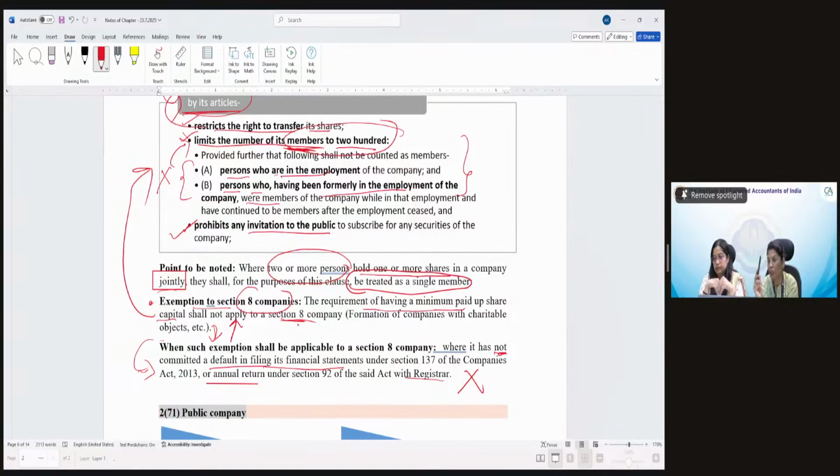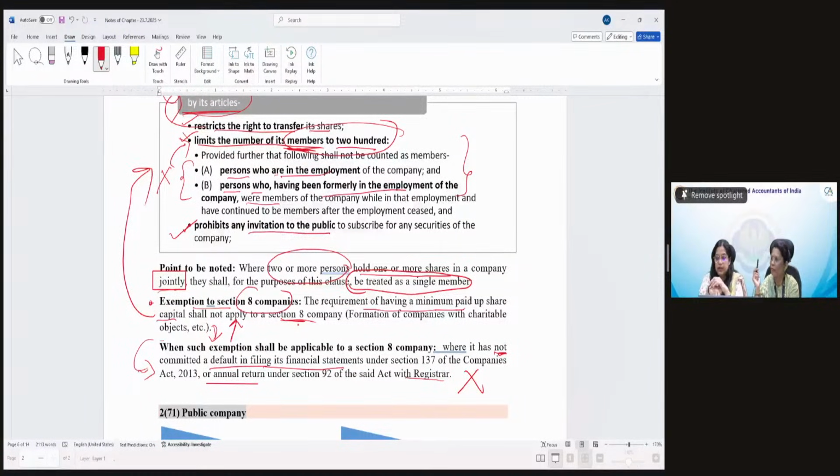So always read the questions carefully, which nature of company they have given in the question. Read it properly, because they might confuse you. They might give you Section 8 and mention that the company has not followed the restrictions, and now they will ask what will be the nature of the company, and they can test you on the basis of these exemptions as well as their applicability.